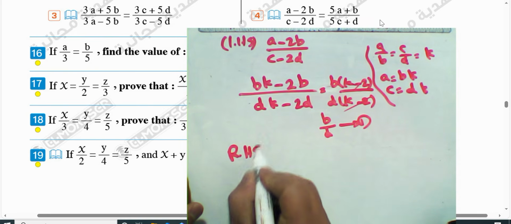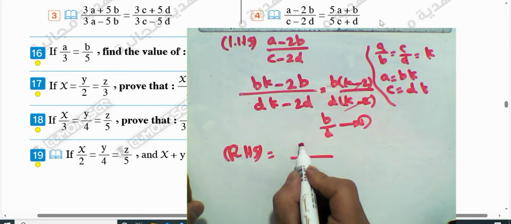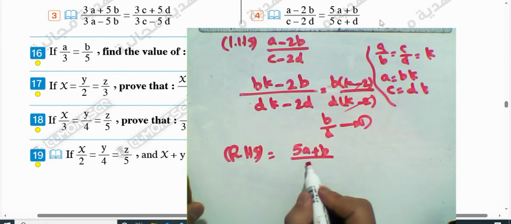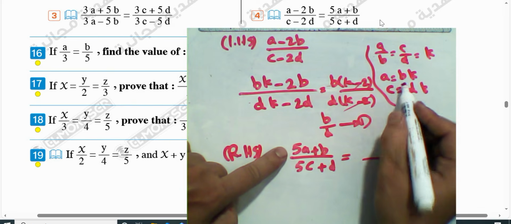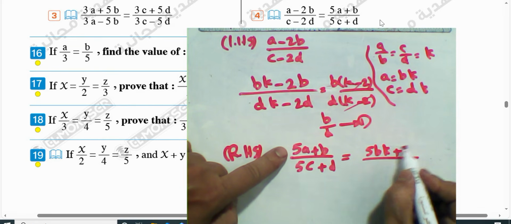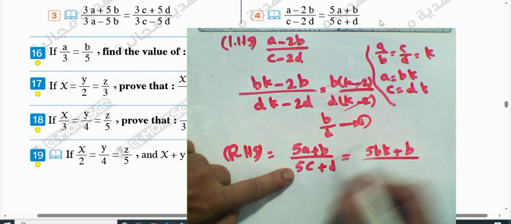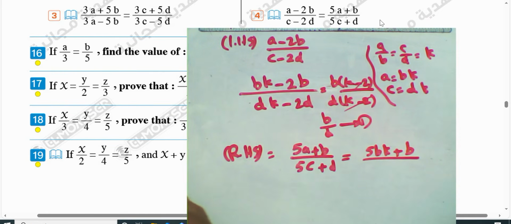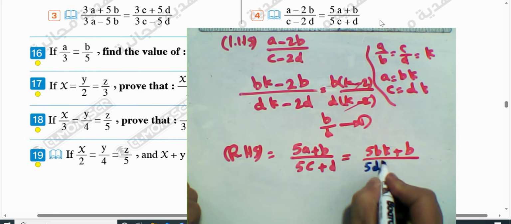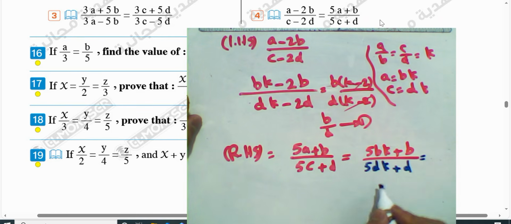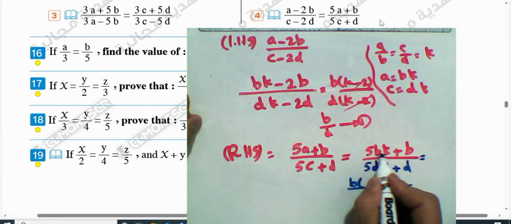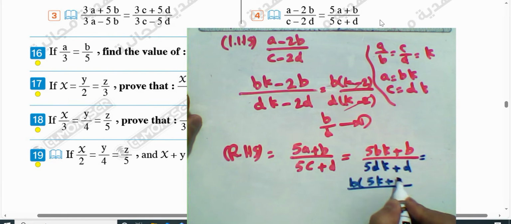And what about the right hand side? Right hand side equals 5a plus b over 5c plus d. 5 times a, 5bk plus the value of b. b is a constant, and 5c, c was dk, 5 times dk plus the value of d, a constant. Now I will write the common factor up, which was b, and dividing 5bk by b will be 5k, b divided by b is 1. Right here also d is the common factor: 5dk divided by d equals 5k plus 1.